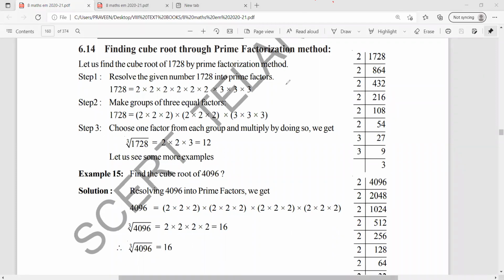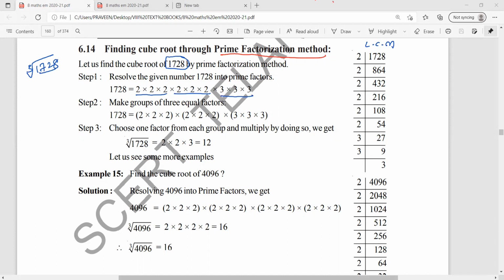Finding a cube root by the prime factorization method is like finding the square root. For square root or cube root finding by prime factorization, first you take the prime factors of the given number. Let us take 1728. You need to find the cube root of 1728. First take the prime factorization of 1728. What do we get? 2 into 2 into 2, 2 into 2 into 2, 3 into 3 into 3.